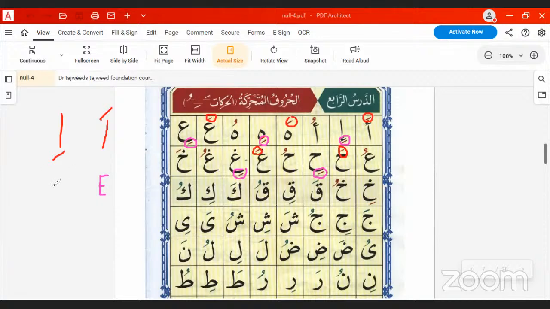Hope it's clear. Now the third haraka is the dhamma. Dhamma is a small vowel above a letter. It means pointing of the lip. Whenever you are pronouncing a letter with dhamma, your lips should be pointed towards the front. U, bu, tu, su, ju. Your lip will be protruding outside. It will be pointing outside.